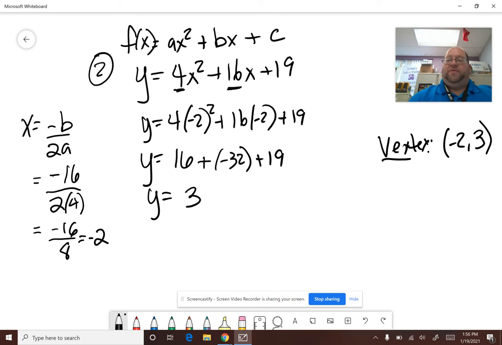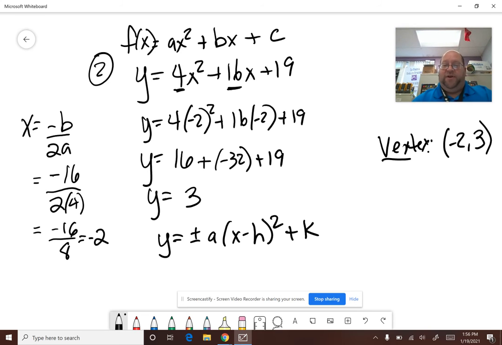Now, there's a couple of different things we can do here. We're trying to get this to vertex form, so let's write that form real quick. Vertex form is plus or minus a times x minus h squared plus k. So let's fill in what we know here. If you look here, remember this is h and this is k. So that means I could literally take this -2 and put it right here. But what I want you to remember is this negative is part of my formula, okay?